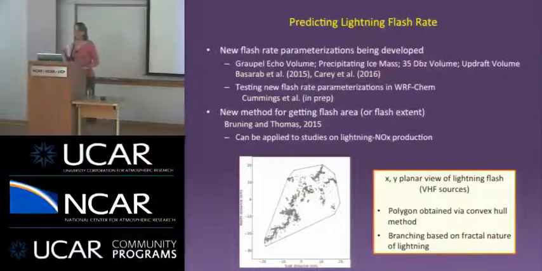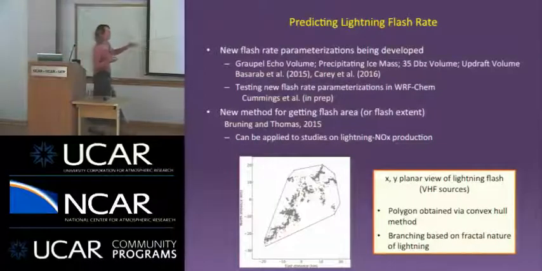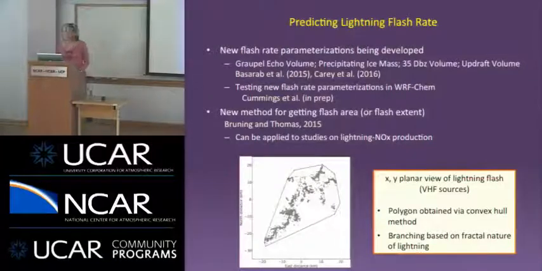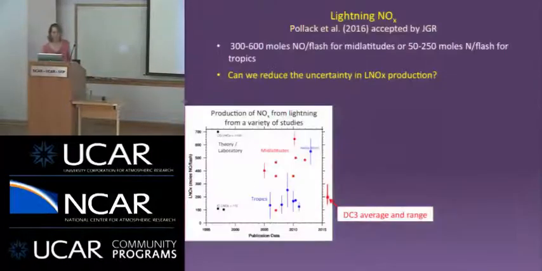The reason I want to bring that up is that that information can be applied to our studies on lightning NOx production. And that's what I want to present. Here is this estimate of lightning NOx that Ilana Pollock led, where we wanted to first and foremost figure out how much lightning NOx is being produced in the DC3 storms, but also look at how that production compares to different parameters.